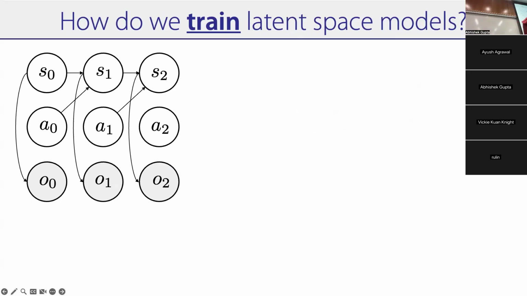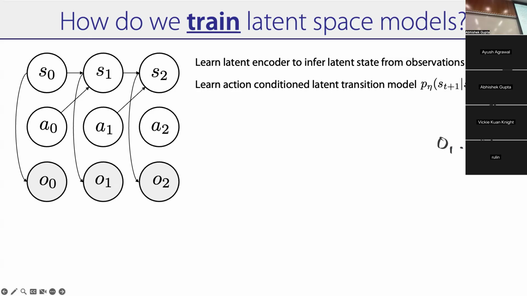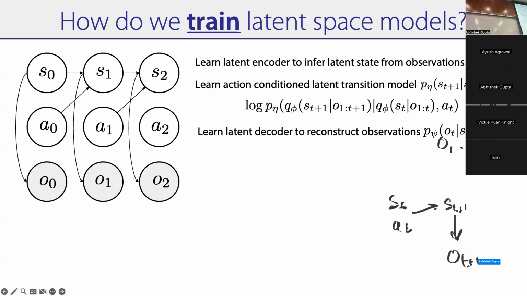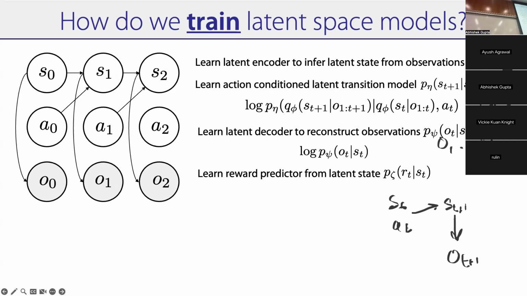I'm not going to go too far into the details, but the general idea is that you're going to try and learn a latent encoder to infer your latent state, let's call it S_t, given a history of observations. I have a history of observations, O1 to OT. I encode that to get some latent state S_t. Then I try to learn a latent dynamics model, something that goes from S_t and A_t to S_t plus 1, right? And then I try to learn a decoder, which goes from S_t plus 1 to O_t plus 1. And then I also have a predictor that goes from my next state to my reward.